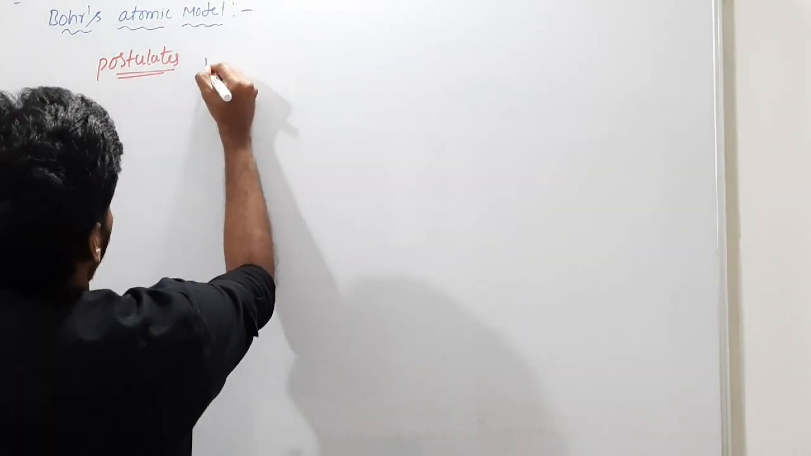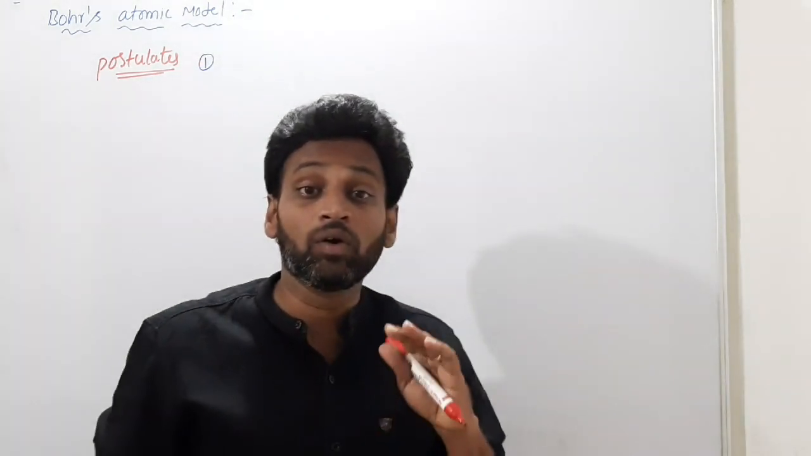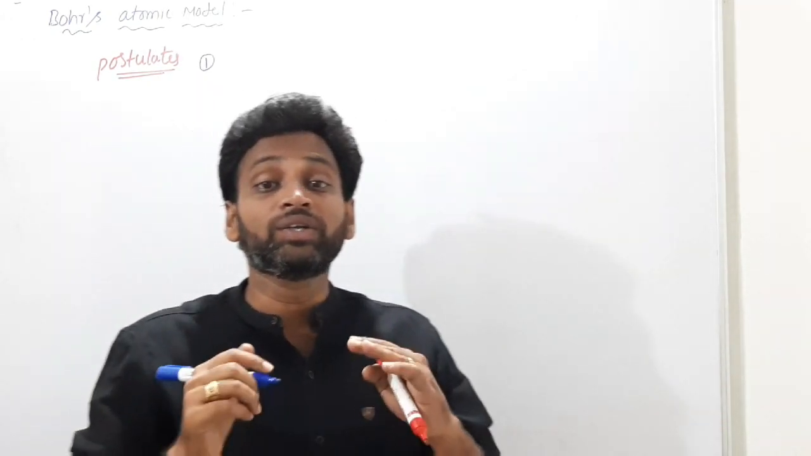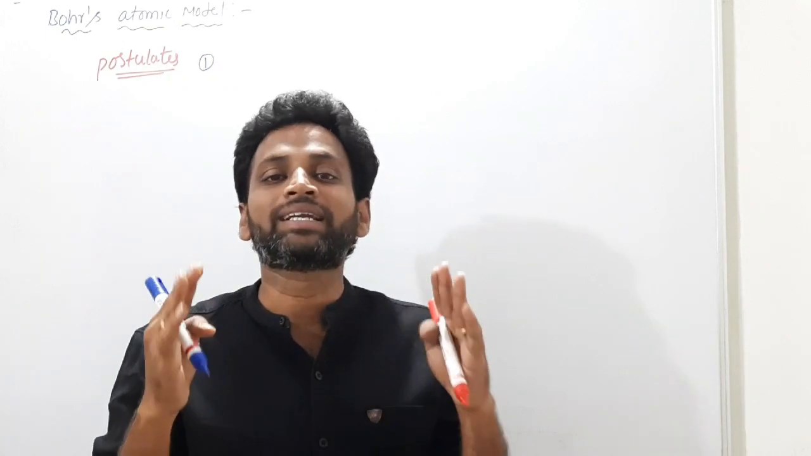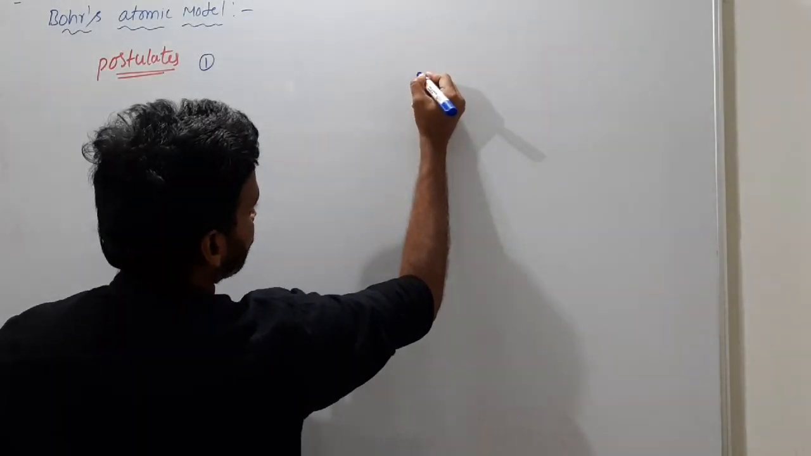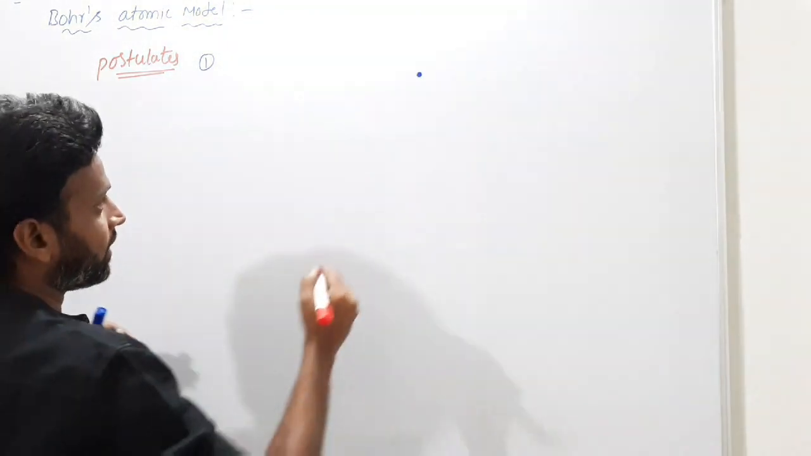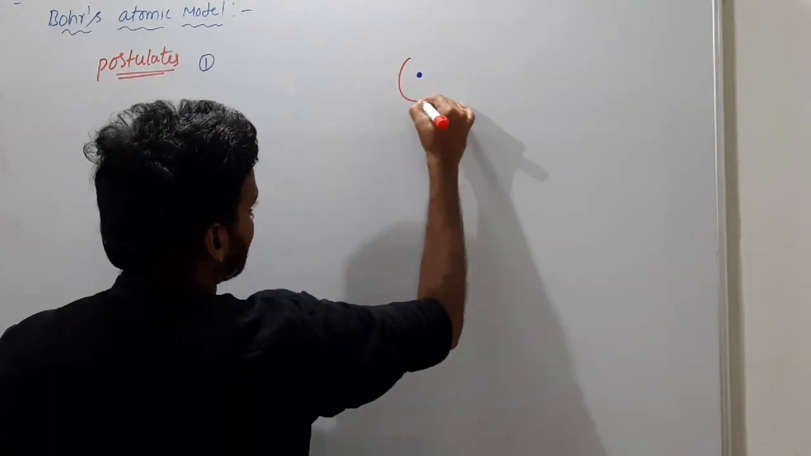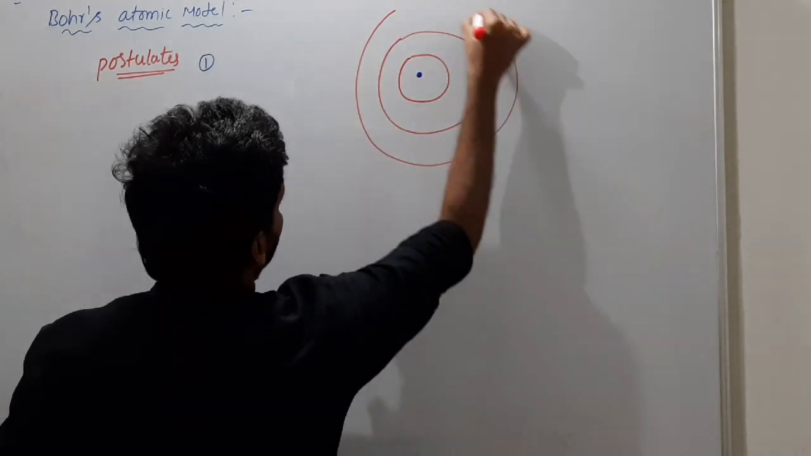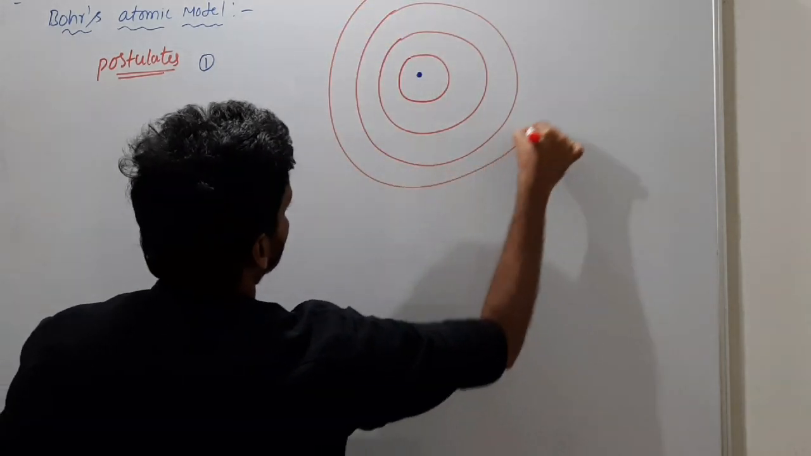According to Bohr, in an atom, electrons will revolve around the nucleus with high speed in circular paths, which we call orbits or shells. So what is the first postulate? The atom consists of a nucleus, everybody knows. Around the nucleus there are circular paths like this. These are the circular paths: 1, 2 and 3 like this, and 4 if you want.